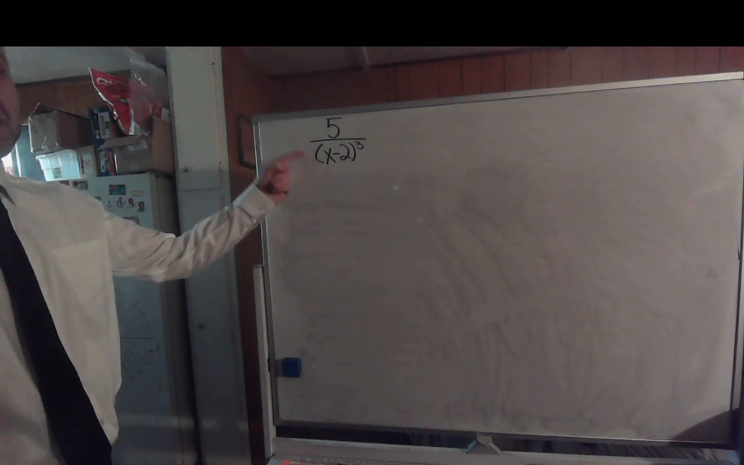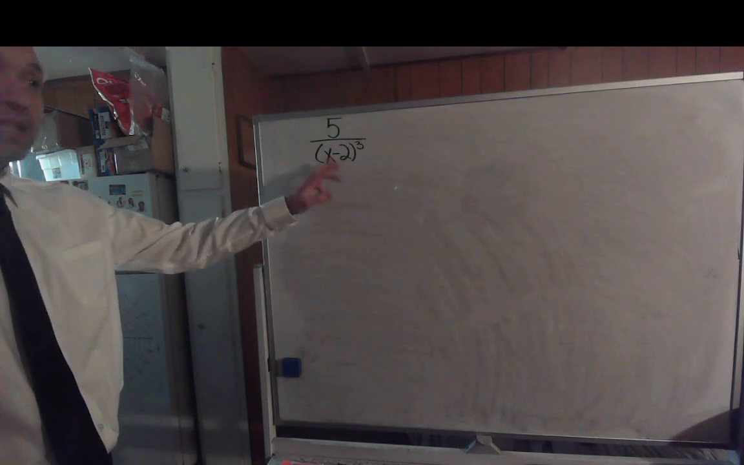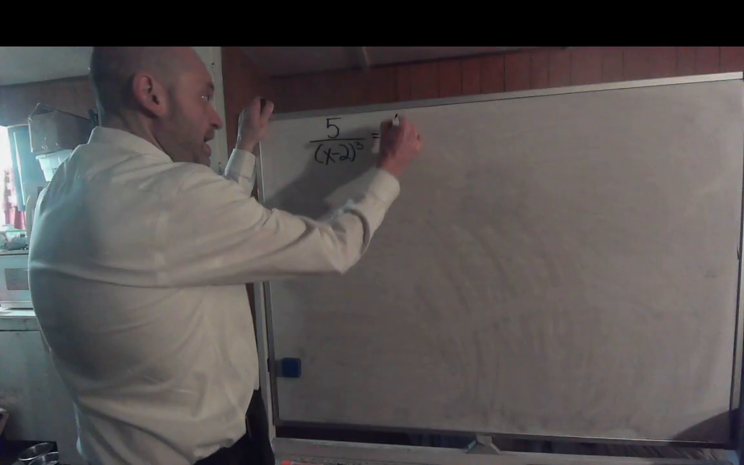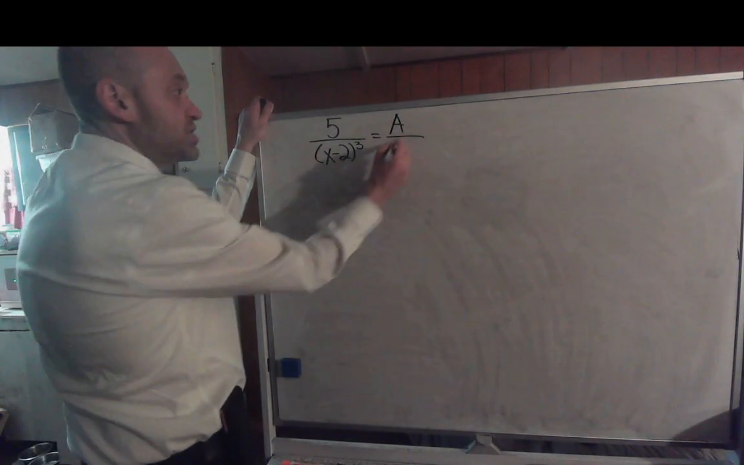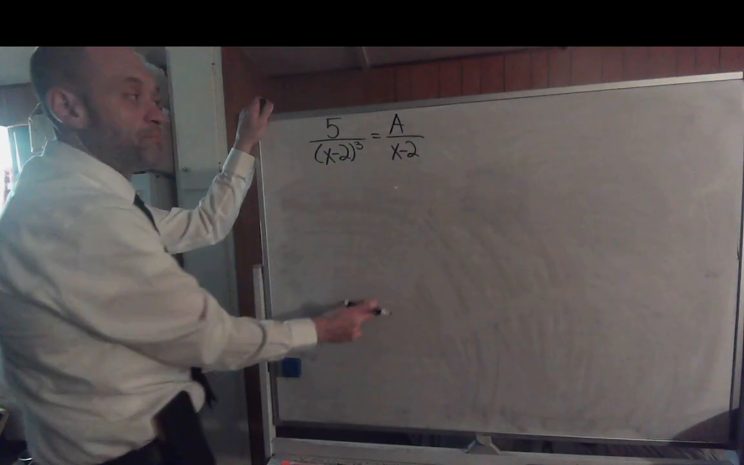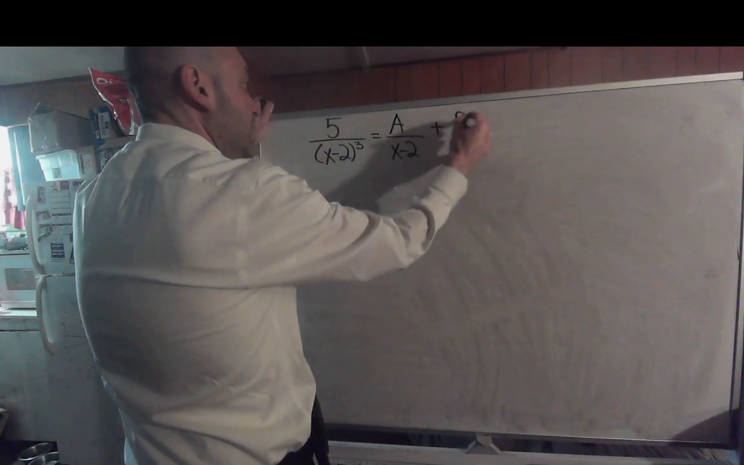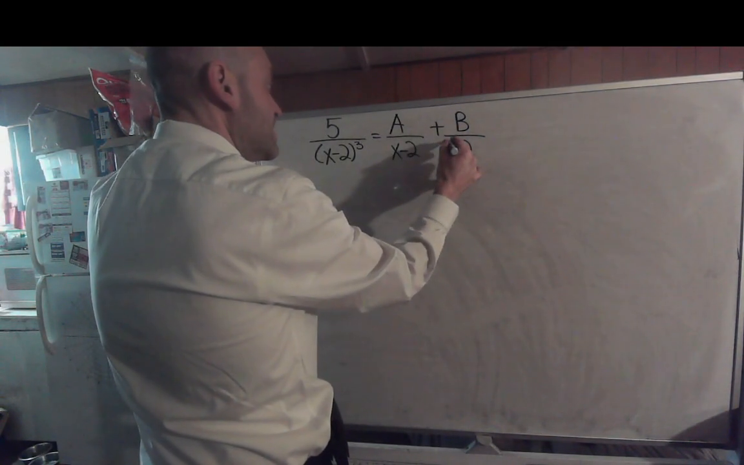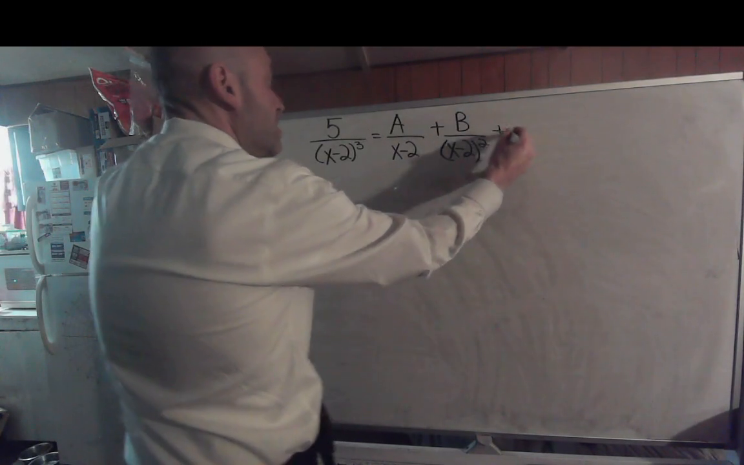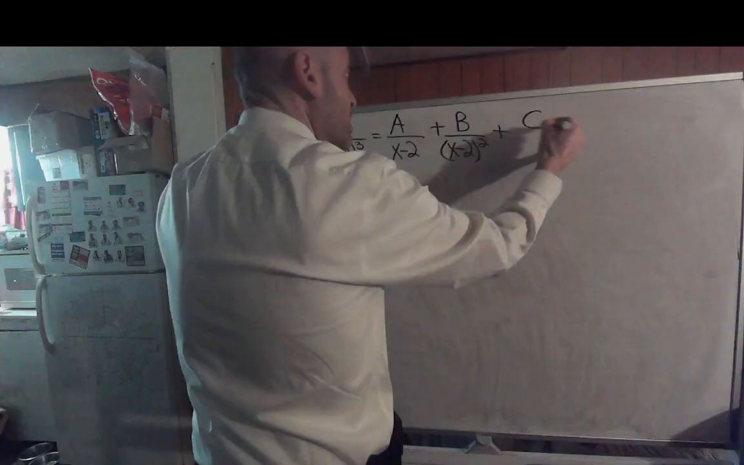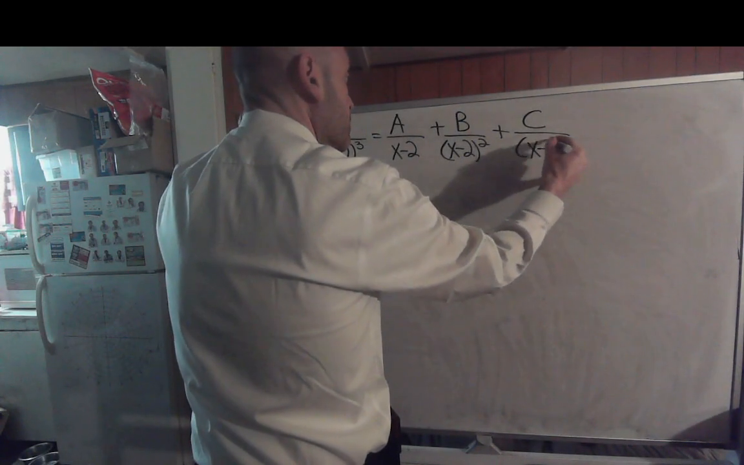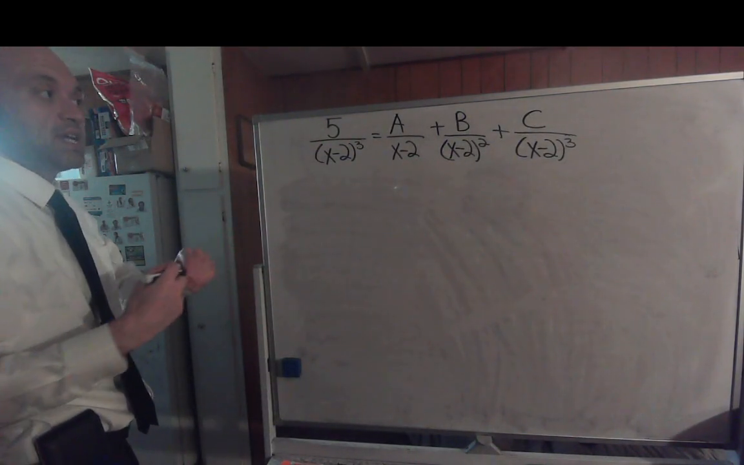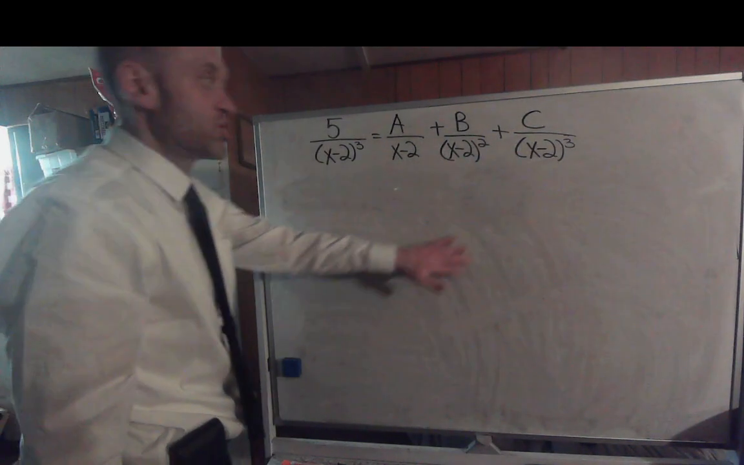So we just have a single repeating linear factor, so that of course would split into a over my x minus 2 raised to the first power plus b over my x minus 2 raised to the second power plus c over my x minus 2 raised to the third power. So there's the format we're going to need to do the partial fraction decomposition.